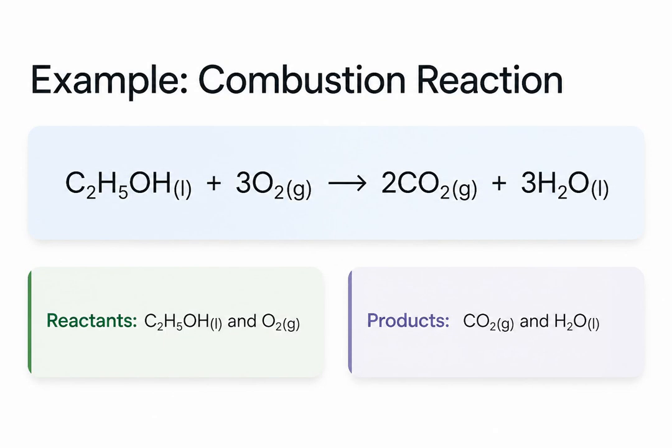Here we have the combustion of a liquid organic compound, ethanol, reacting with oxygen gas to yield carbon dioxide and water. Based on our formula, our products are carbon dioxide and water, so we will sum their heats of formation first, and then subtract the heats of formation of our reactants, ethanol and oxygen.